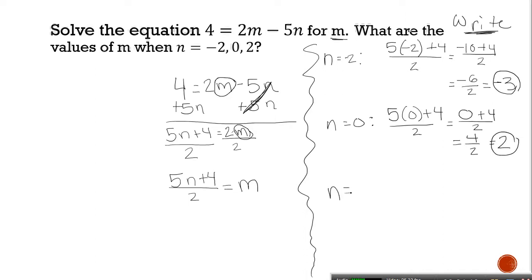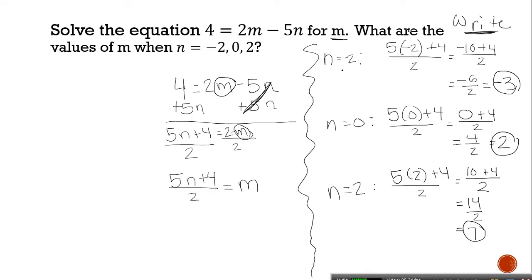One more value left. n equals 2. So I'm going to plug in a 2 where n is, divided by 2. So I got 5 times 2, 10 plus 4, divide that by 2. 10 plus 4 will give me 14. Keep that divided by 2 going on. 14 divided by 2 is going to give me 7.